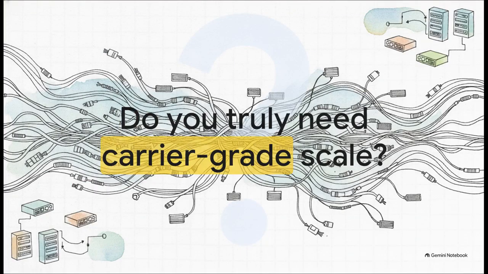So I want to leave you with this final, provocative thought from Chapter 19 to consider. Is your organization truly operating at the scale of a global internet backbone? Or will OSPF and its robust community serve your enterprise perfectly while saving you some serious operational headaches today? It really makes you rethink blindly chasing that carrier-grade label, doesn't it?